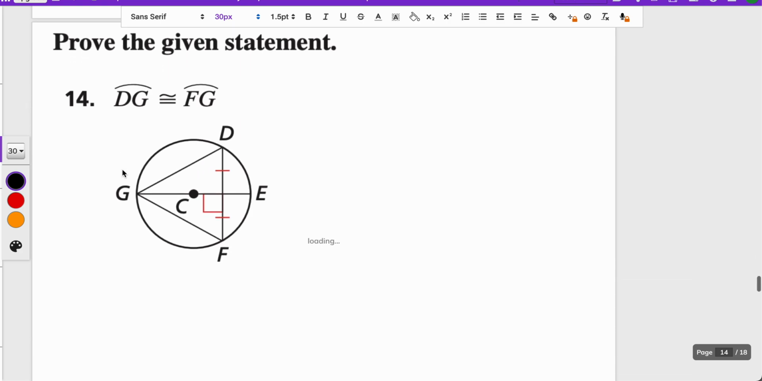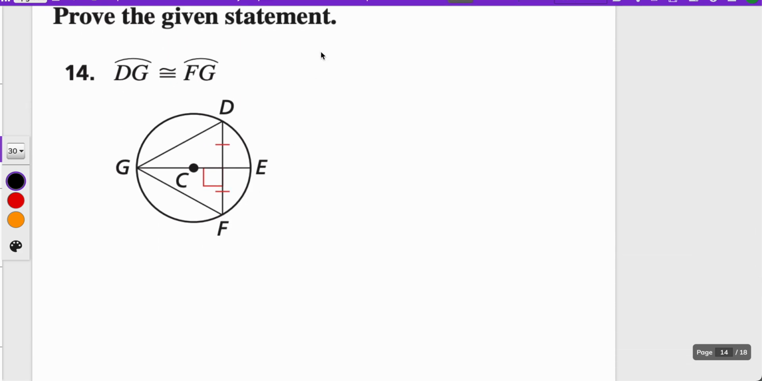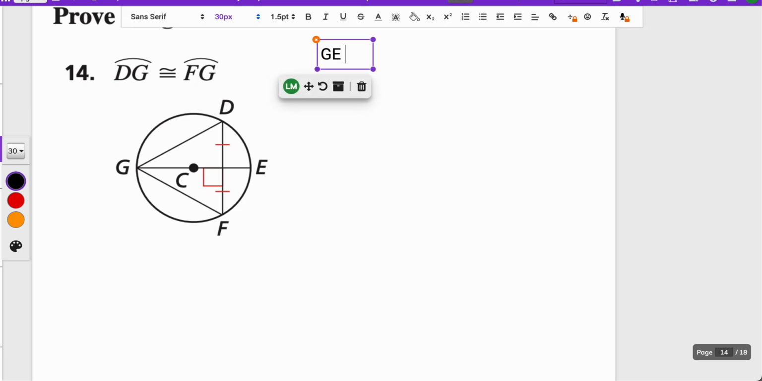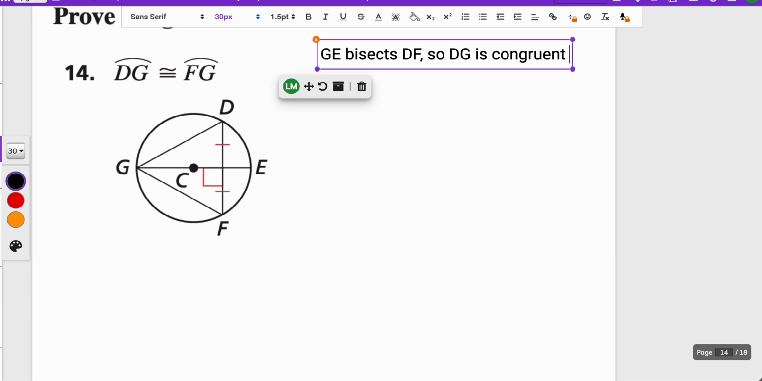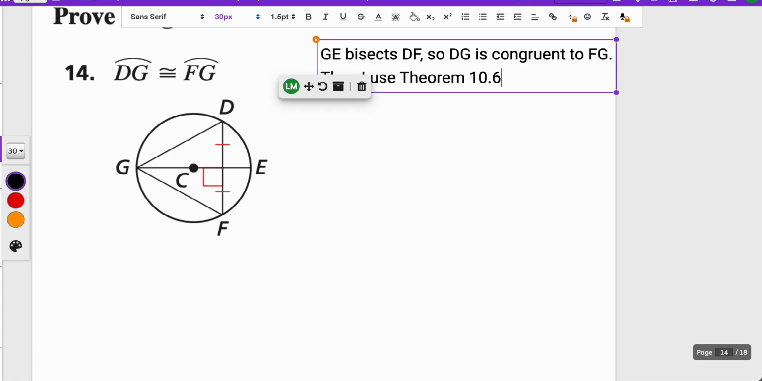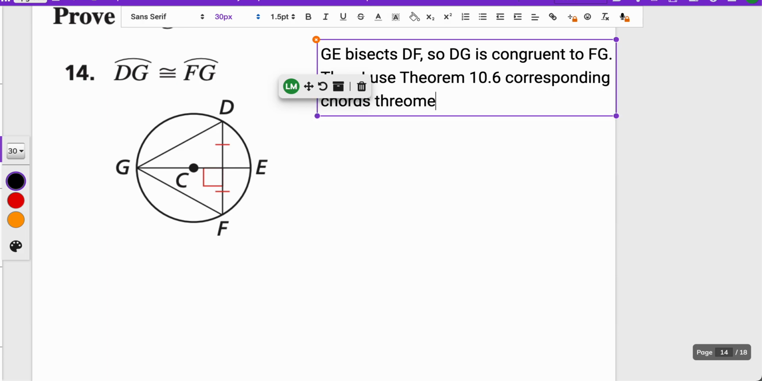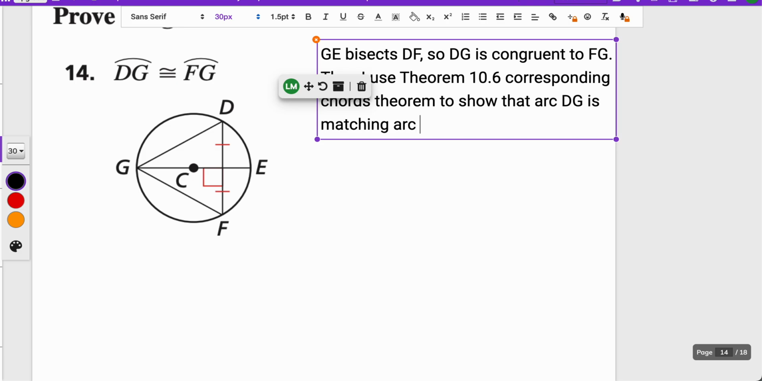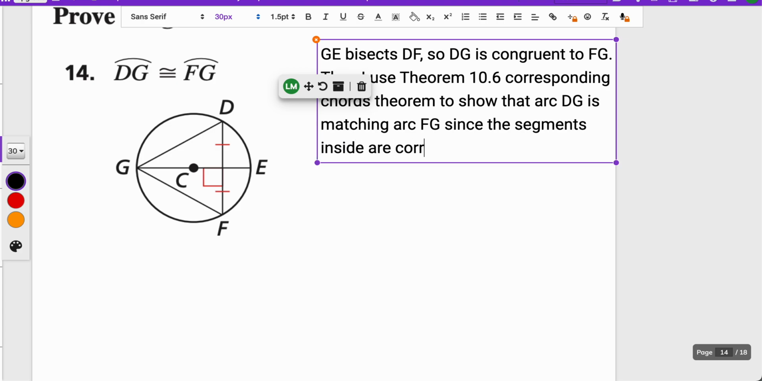Okay? And then our last one we get to look at, arc DG and arc FG. So the way I started this one is I thought of GE bisects DF. So DG is congruent to FG. Then I use theorem from my sheet 10.6, the corresponding chords theorem. Probably would help if I spell that right. To show that arc DG is matching arc FG since the segments inside are corresponding to the arcs and are congruent.